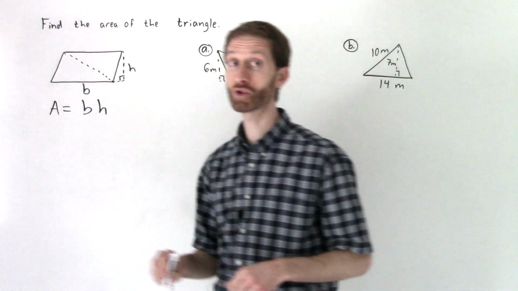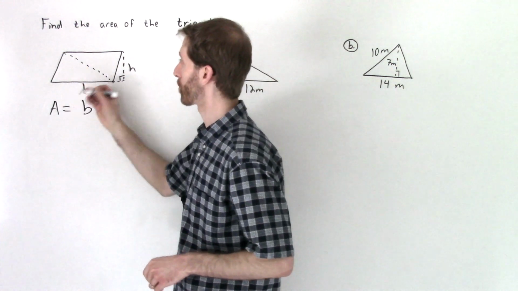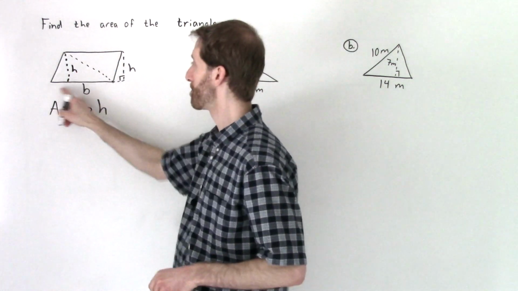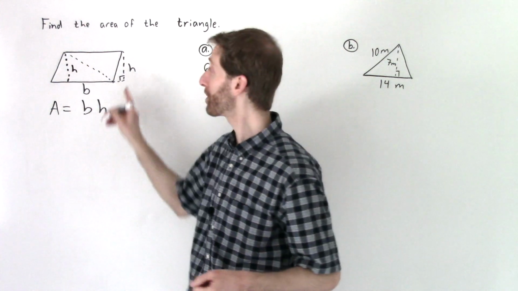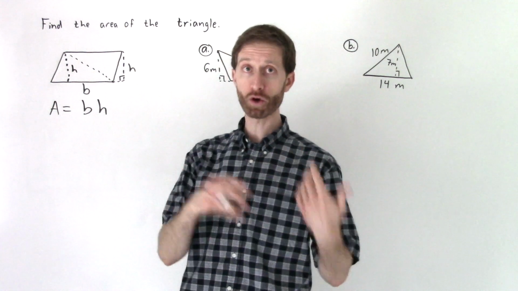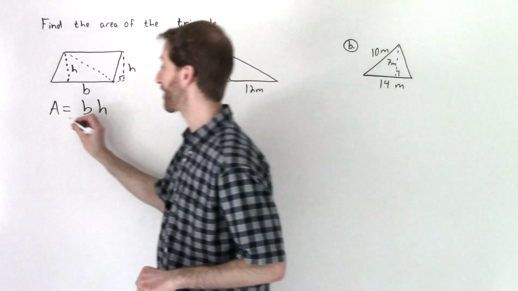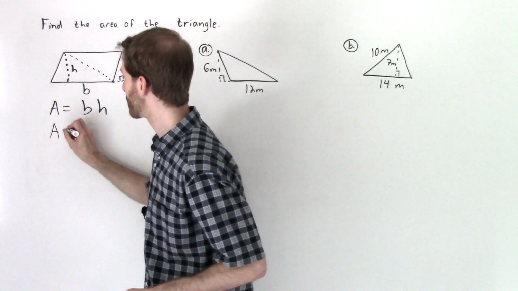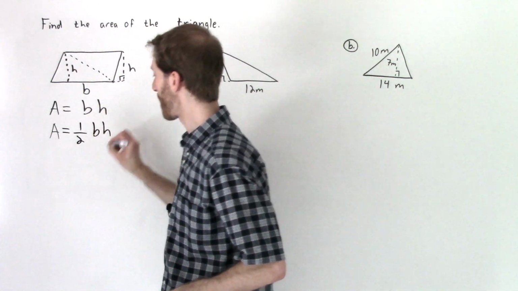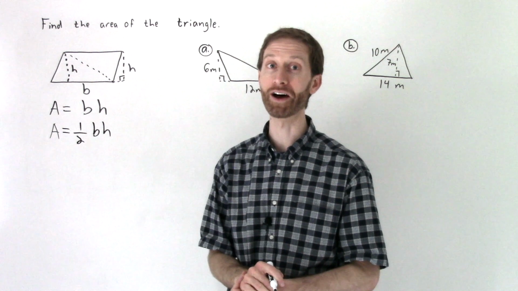I could cut this parallelogram into two triangles. And so that means that the area of one of those triangles, with height h and base b, would be how much of the area of the parallelogram? Well, we took half of the total parallelogram to get the triangle, so the area of that triangle would be half the base times the height. So the area would be equal to 1/2 of the area of the parallelogram, or half the base times the height. And that's your formula for the area of a triangle.